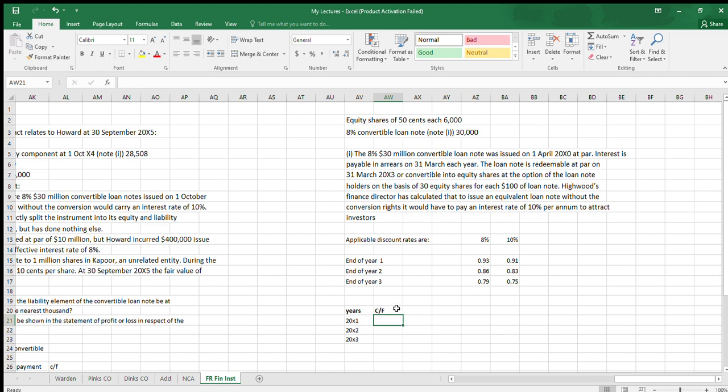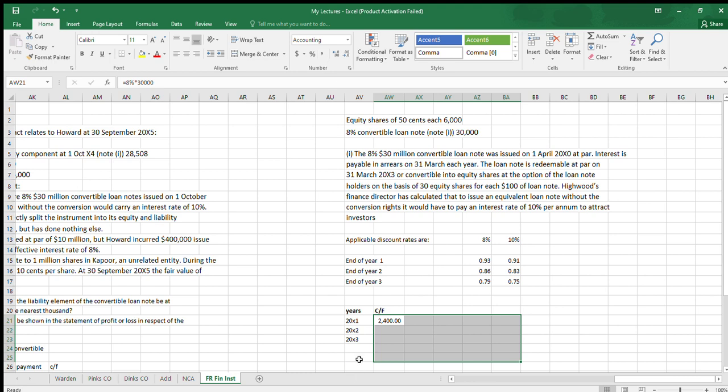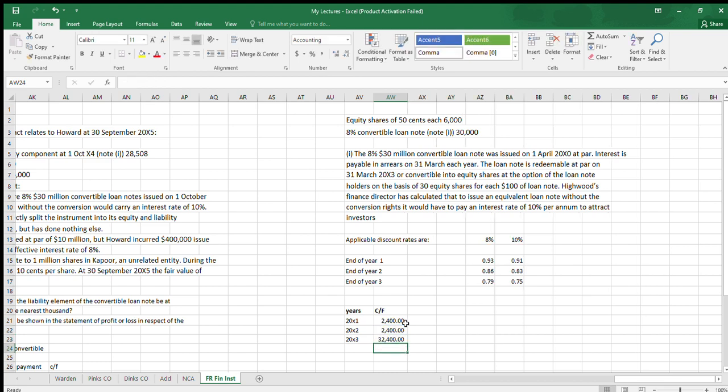So 8% of that 30,000 is 2,400. Because at the end of year 1, this is the interest. At the end of year 2, the same interest. But at the end of year 3, you are not going to only receive the interest. You are going to receive the interest plus your nominal value of the 30 million. So the interest plus your 30,000, you get the 32,400.